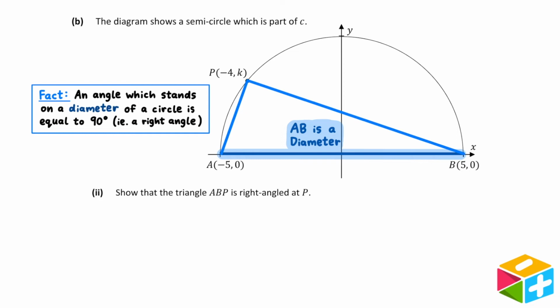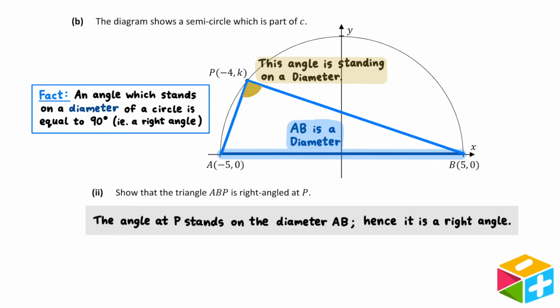In our picture, AB is a diameter of the circle. The angle at P is standing on this diameter. Our fact tells us that any angle standing on a diameter must be a right angle. Hence, the angle at P is a right angle.